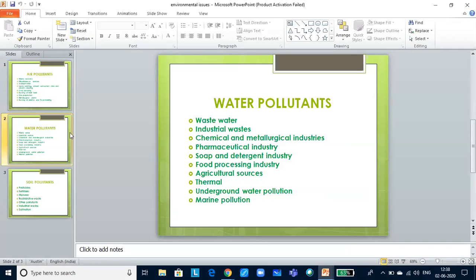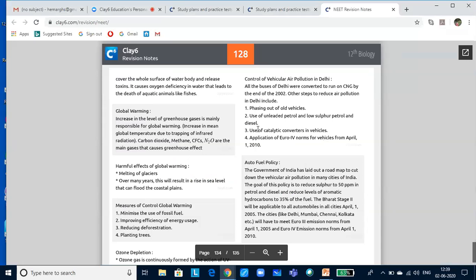Now let us look at the water pollutants: wastewater, industrial waste, chemical and metallurgical industrial waste, waste from the pharmaceutical industry, soap and detergent industry, food processing industry, agricultural sources, and thermal pollution. That is, when hot water is released into the water body, that also results in pollution. Then underground water pollution: harmful substances can go down into the water aquifers and contaminate the groundwater. And also marine pollution.